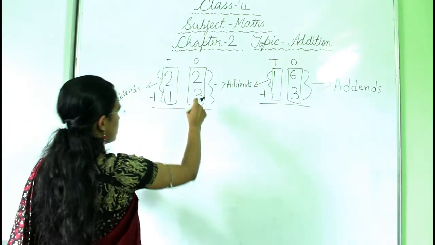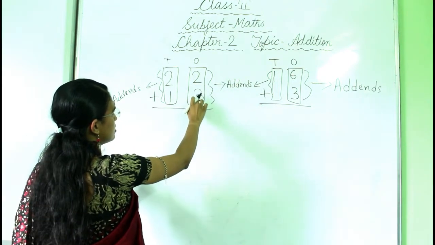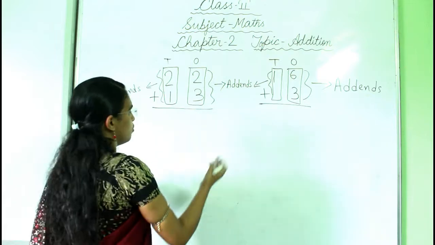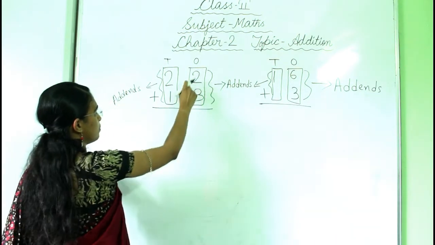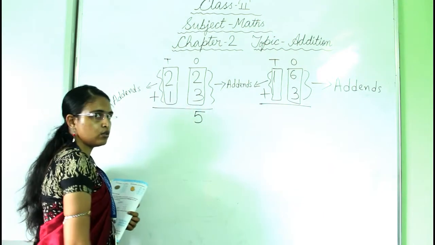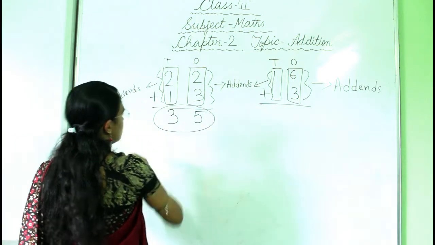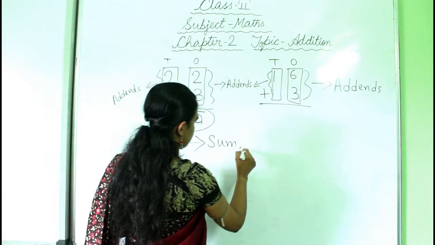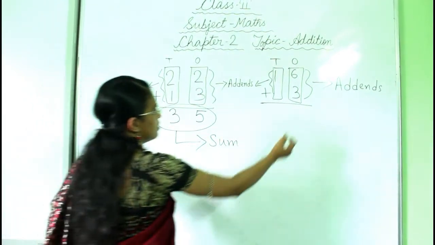And after adding this, let's add this one. What is this? This is 3 and this is 2. So 2 plus 3. Let's count 1, 2, 3, 4, 5. So 2 plus 3 equals 5. Now 2 plus 1 equals 3. So whatever number we got, that is called the sum. Okay. That is called sum.